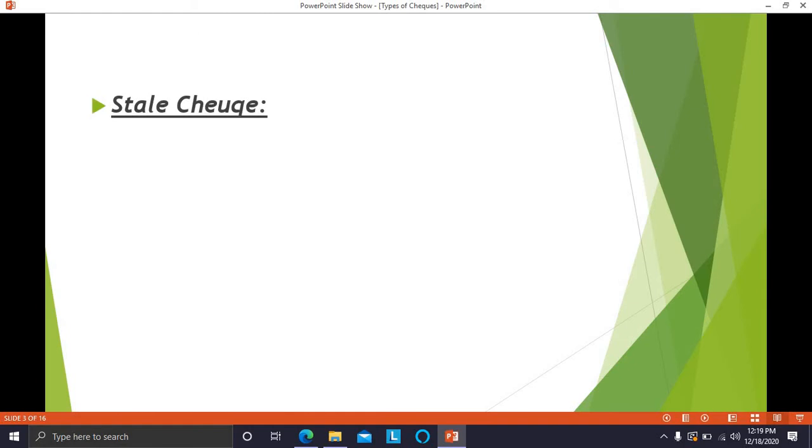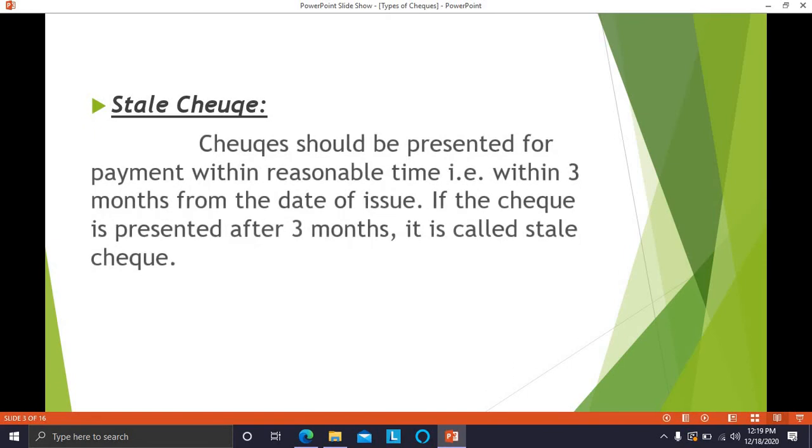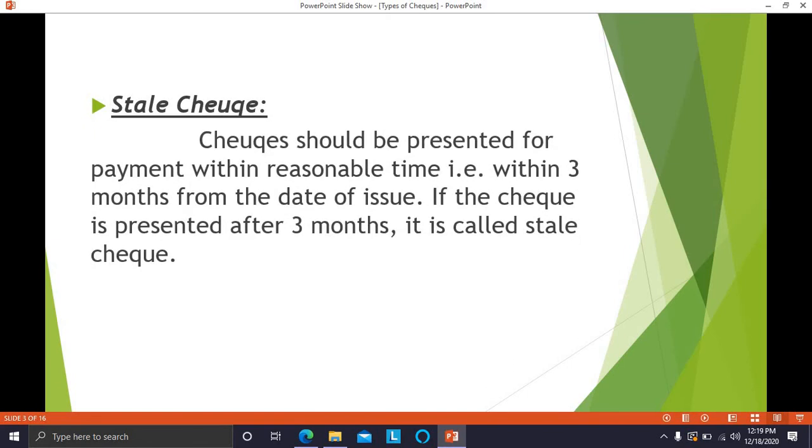Next check is stale check. Now what does it mean by stale check? So usually check should be presented for payment within a reasonable time. What is the reasonable time? In India, as per the law, the reasonable time is 3 months. So from the date of issue, within the 3 months, the check should be presented for honoring. But if the check is presented after 3 months, then such check is called a stale check and the banker will not honor such check.